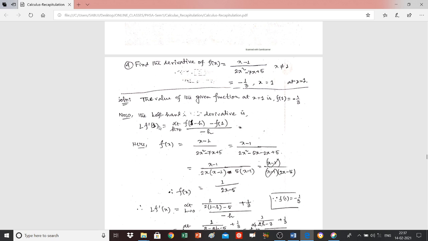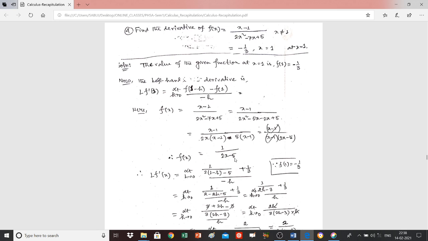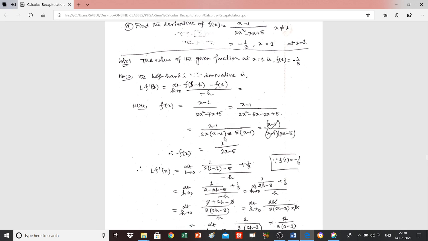And now the left hand derivative is Lf'(1). At the point 1 you are doing this, so that is equal to the limit as h tends to 0, and here x is 1, so f(1 minus h), then minus f(1), divided by minus h, and you have to calculate this. Now to simplify this term, (x minus 1) by (2x square minus 7x plus 5), because in this case x is not equal to 1, we have to use the value of f(x) equal to this. So this is just simplified. After simplification you obtain f(x) equal to 1 by (2x minus 5).